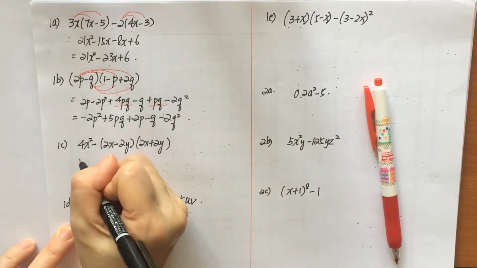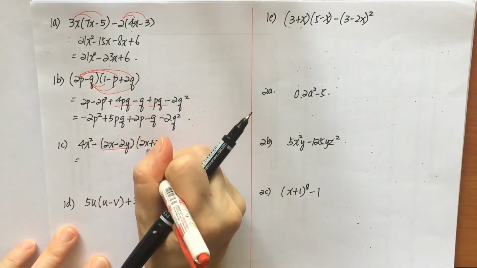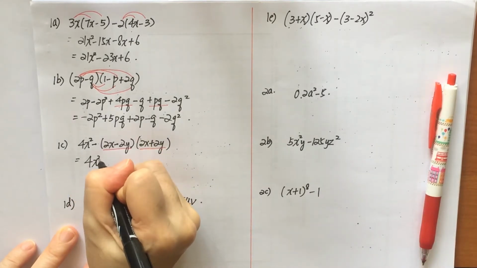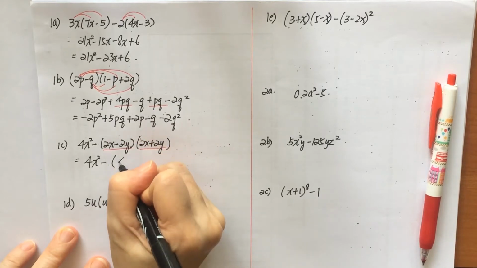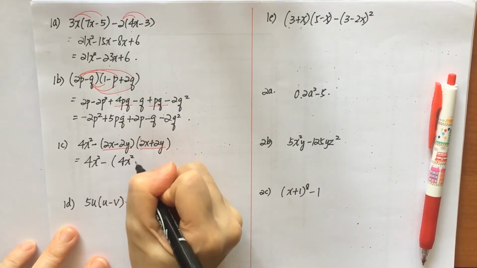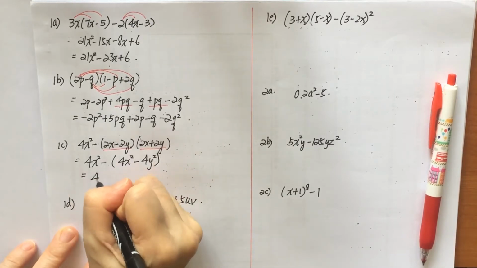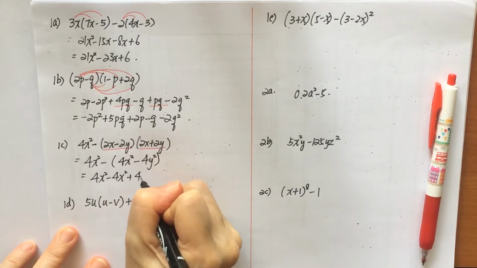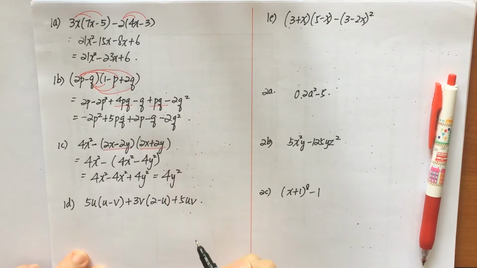That's all. Next, can you see this is a minus b and a plus b? So we're going to expand it, this is the sum and the difference. So that will be 4x squared minus 4y squared. So here we have 4x squared minus 4x squared plus 4y squared. So the answer is 4y squared.